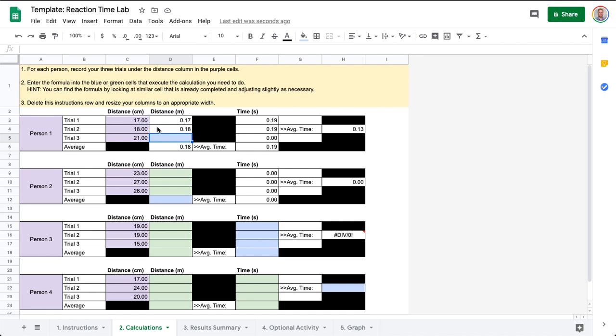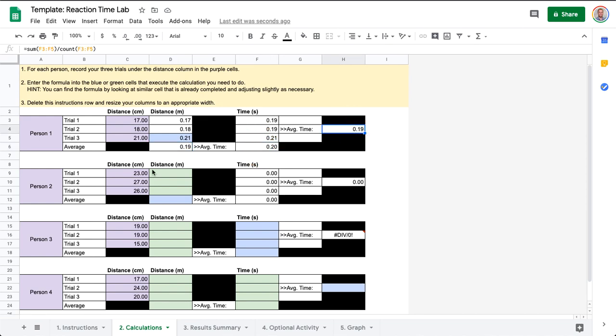So if we're not sure what the formula is, we can look in our formula bar, and we see that it's referring to the cell next to it divided by 100. So we could probably go in here and say equals the cell next to it divided by 100, just like that. And there we go. It converts it to 0.21 meters, and we have an automatic average calculation here, which converts it into time.